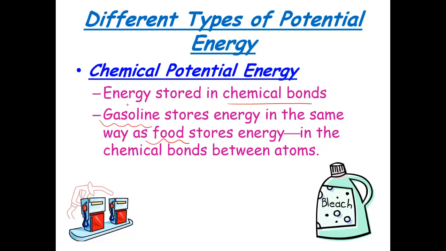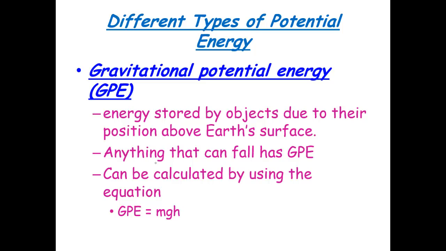Then we have the one we're going to focus on in here the most, gravitational potential energy, and I'm going to refer to it most of the time as GPE, but make sure you know what that stands for. And that's because it's objects that are falling, they're up high. Anything that basically can fall, meaning that it's up high, it's above the Earth's surface, has GPE.